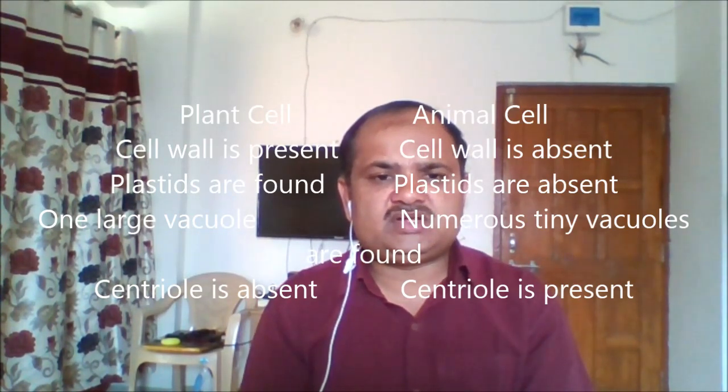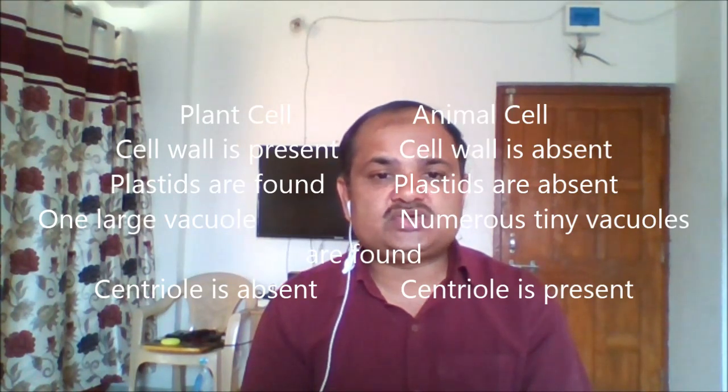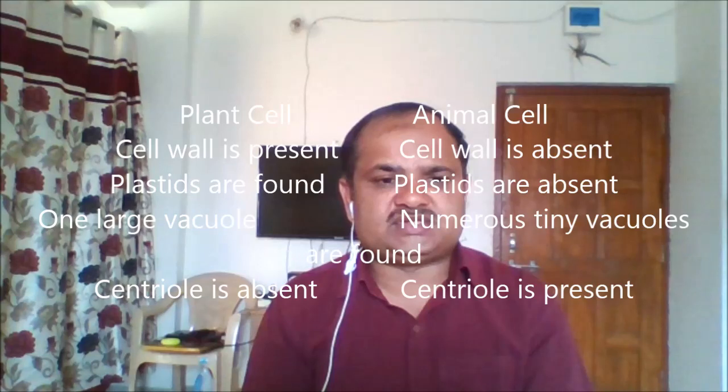Plastids are found in plant cells. Plastids are absent in animal cells. One large vacuole is present in plant cells. Numerous tiny vacuoles are found in animal cells. In plant cells, the centriole is absent. In animal cells, the centriole is present.